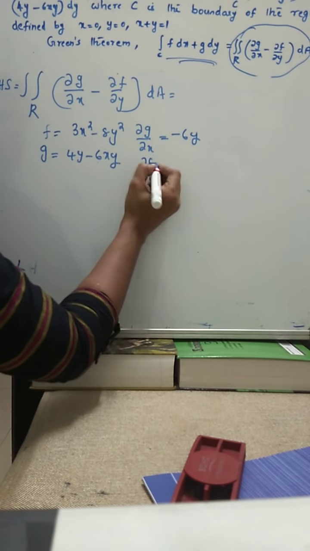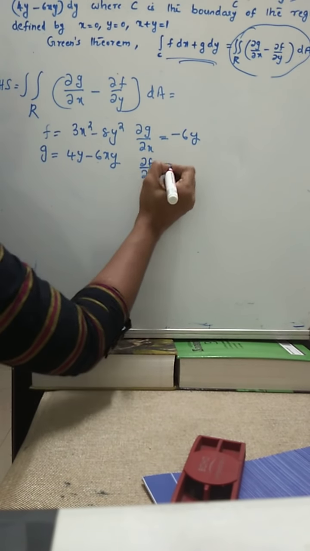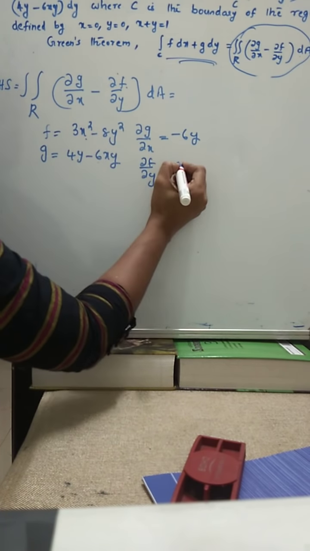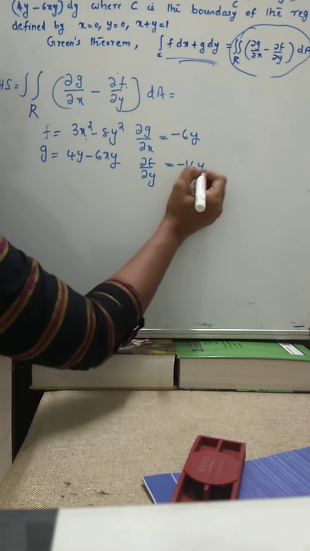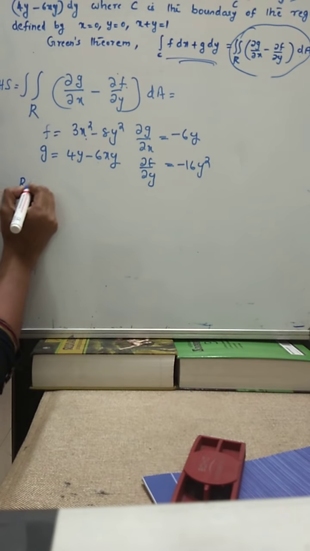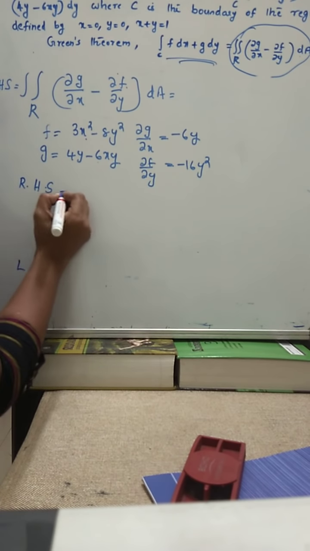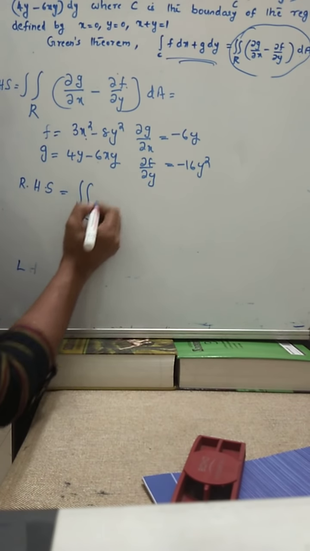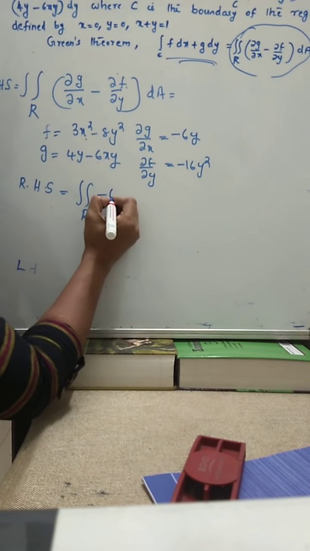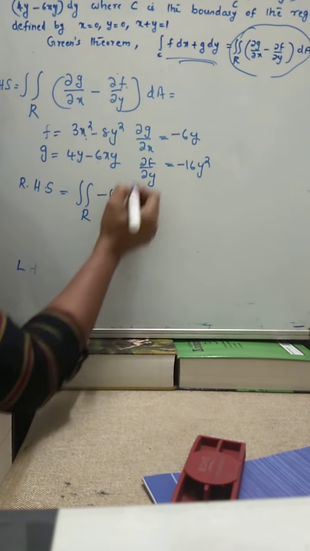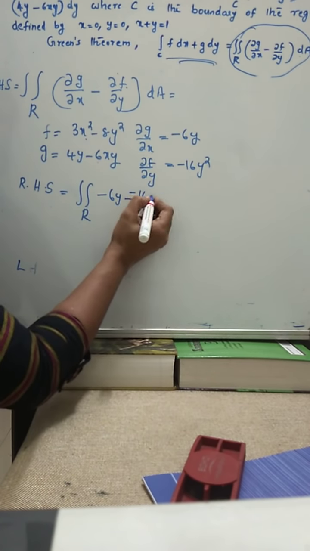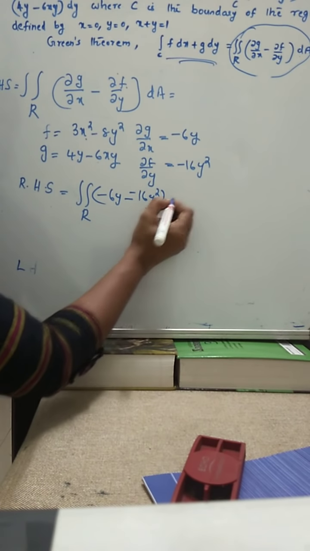And also ∂f/∂y, evaluating, you get minus 16y. So substituting it here, the right hand side is double integral over R of ∂g/∂x, that is minus 6y, then minus ∂f/∂y, that is minus 16y, dA.